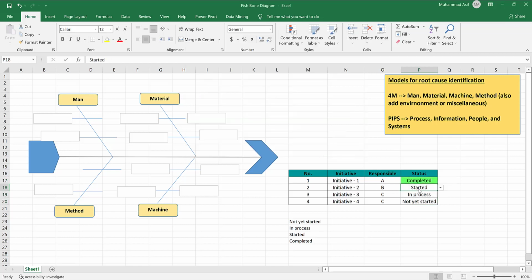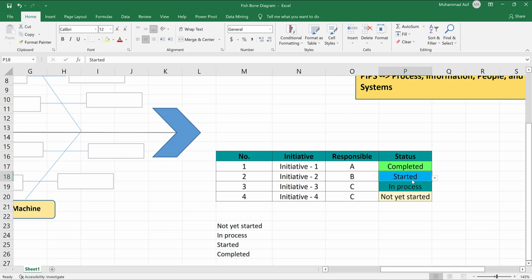And for the started one, when initiative 2 is completed, we can just click on completed.